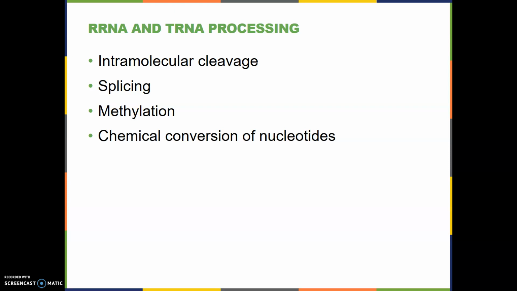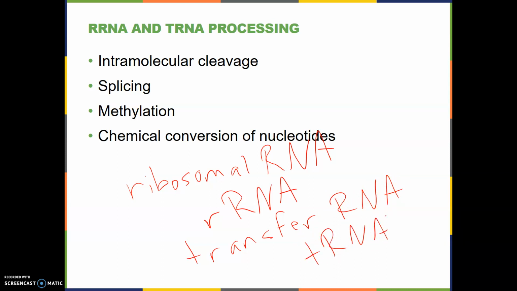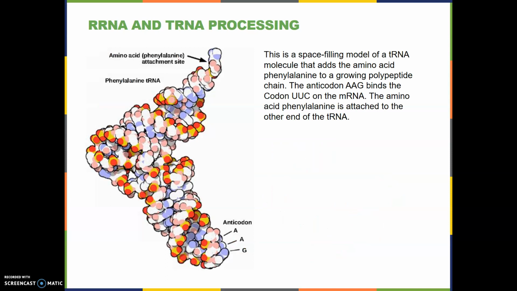rRNA stands for ribosomal RNA, or it's usually written little r RNA. And then tRNA is transfer RNA, which is usually written little t RNA. So these molecules are processed with these 4 steps: intramolecular cleavage, splicing, methylation, and the chemical conversion of nucleotides.